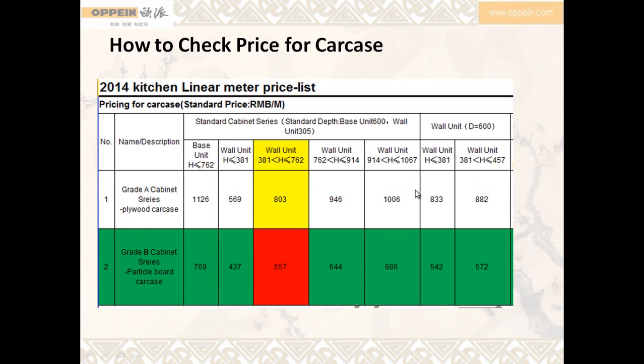Material of carcass is particle board, that is Class B. We find the line with Class B first, and then find the column of wall unit height 762. With the column and line, we can find the answer here, which is 557.